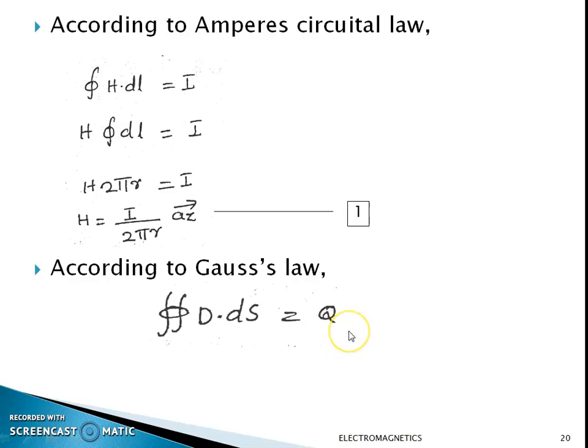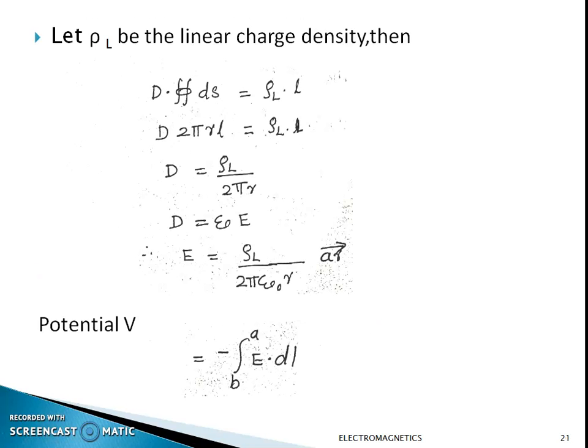And according to Gauss's law, the closed integral of D dot ds is equal to the charge q. We studied this in the second module, and we derived the electric field strength of a coaxial cable, that is E is equal to V divided by r ln B by A. We already derived it in the second module. The derivation is shown here.